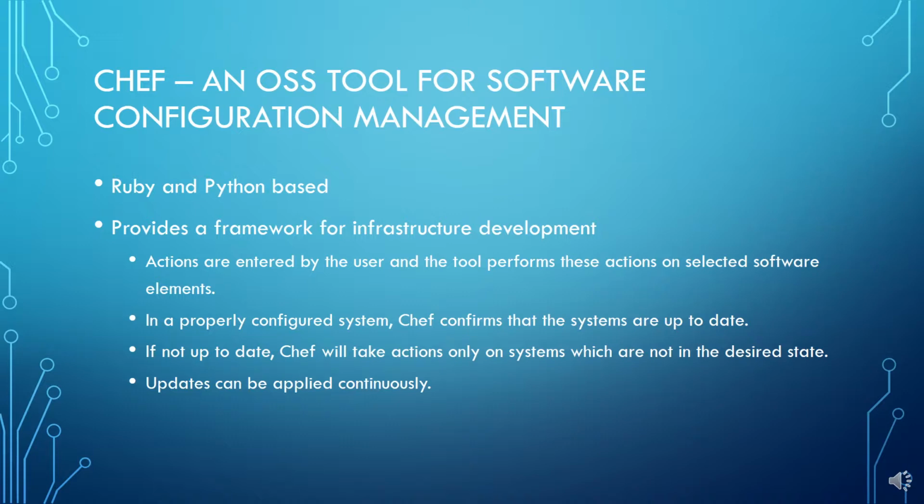If something's not up to date and a change does need to be made, Chef will take the actions only on the sections which aren't in the desired configuration state. Because of this, updates can be applied continuously, so it's a really nice flexible tool. You can do a bunch of things simultaneously, and it will select the right modules for updates and ignore the things that have already been updated.